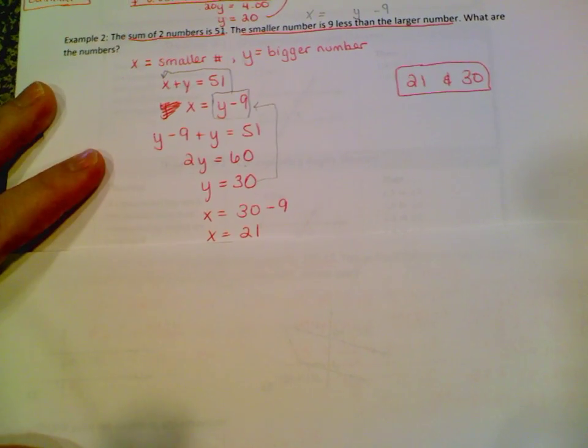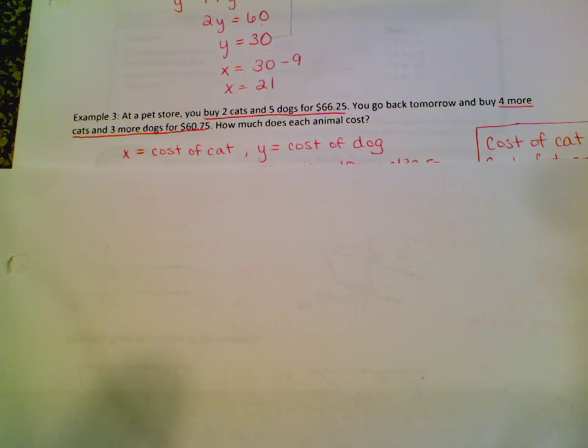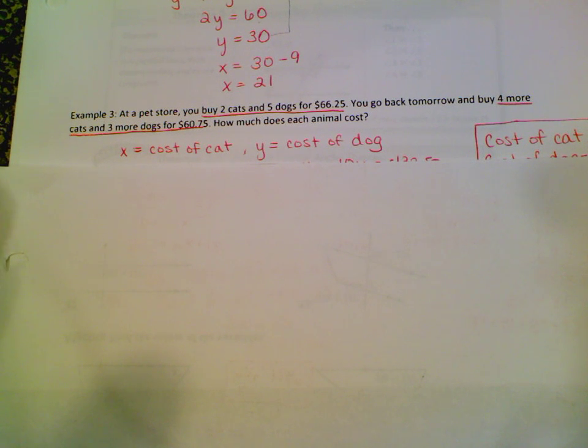Okay, so now let's take a look at the last example. On the last example, it says, at a pet store, you buy 2 cats and 5 dogs for $66.25. You go back tomorrow and buy 4 more cats and 3 more dogs for $60.75. How much does each animal cost? So first step is defining our variables. We're trying to figure out how much each animal costs, so I'm going to let X be the cost of cat and Y be the cost of dog.